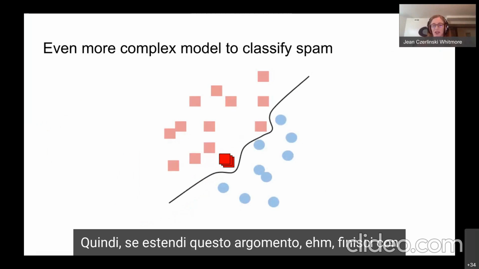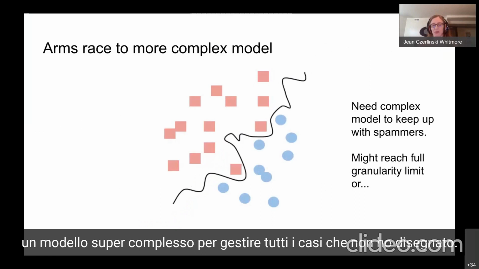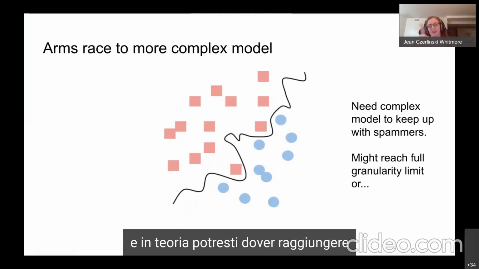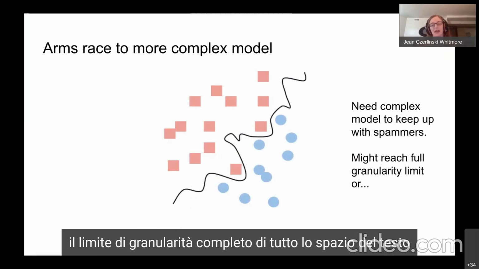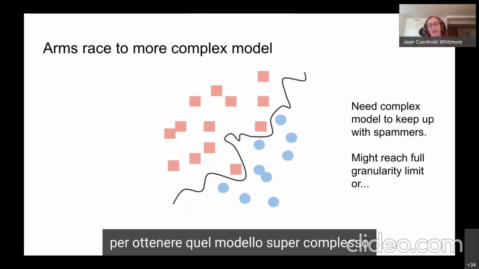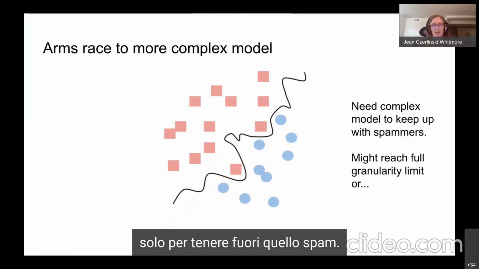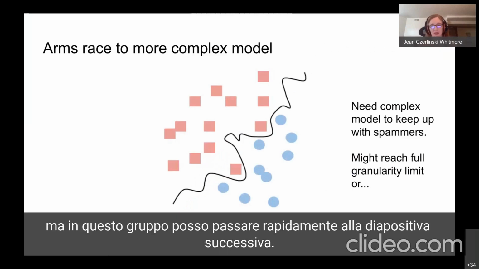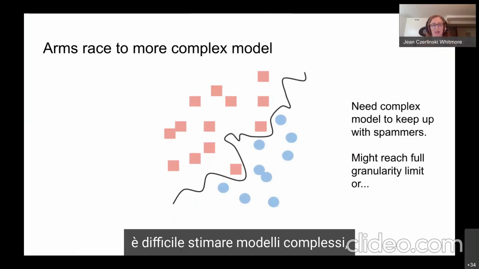So if you extend this argument, you end up with a super complex model to handle all the cases. I didn't draw in all the cases, I just drew in the shape. And in theory, you might have to reach the full granularity limit of all the text space to get that super complex model, just to keep that spam out. But as we know, and this is not clear to everyone, but in this group, I can quickly jump to the next slide.